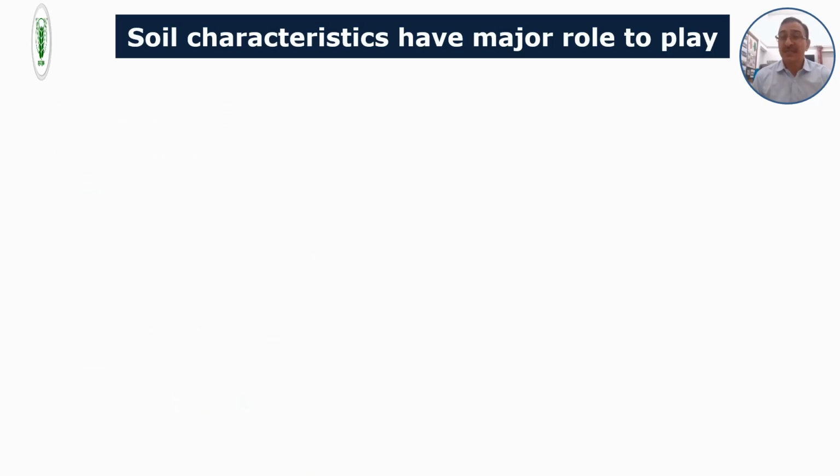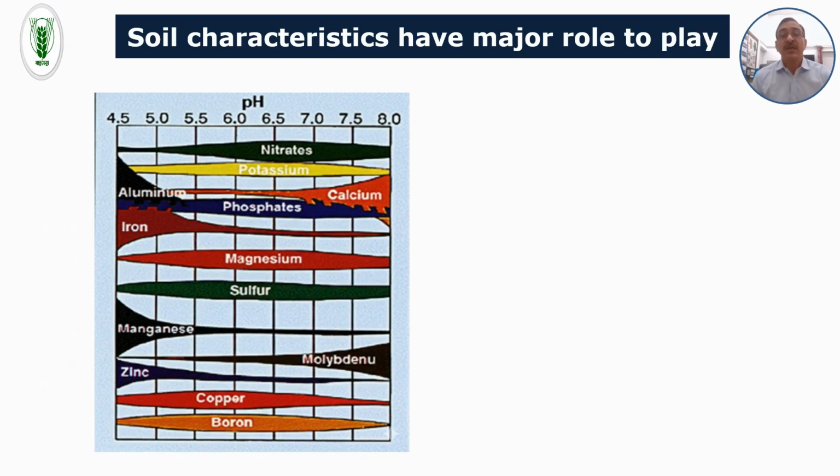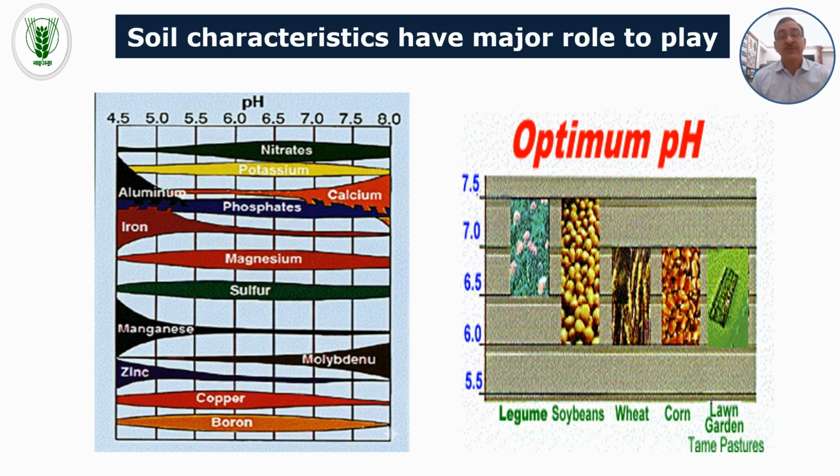Soil characteristics play a major role in supplying plant nutrients to the crops, and this is how soil pH affects nutrient availability. Secondly, different crops have different requirements of adaptive conditions to perform in a better way. So these are also the factors which decide why nutrient deficiencies are appearing at a particular location.